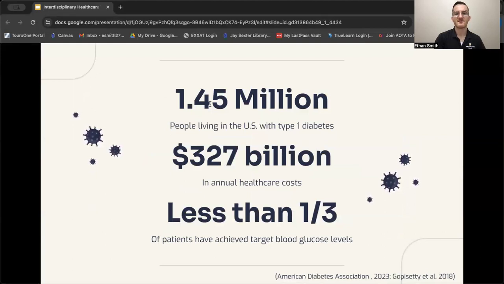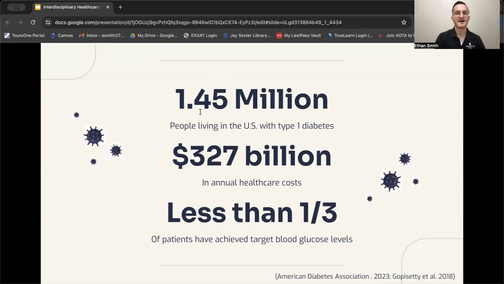Approximately 1.45 million Americans have T1D, including 250,000 children and adolescents. If current incidence and prevalence rates continue, it's estimated that this number will increase to nearly 2 million within the next 20 years. Diabetes costs the United States $327 billion in annual healthcare expenditures, including $16 billion related specifically to T1D.